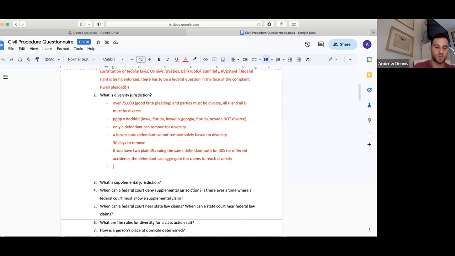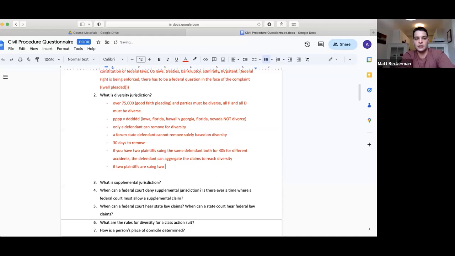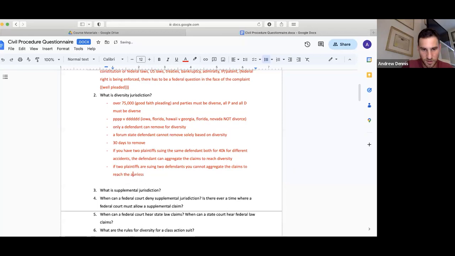Mm-hmm. Okay, so what was the second? Not that it wasn't confusing. What was the second statement you were going to make? So if you have two plaintiffs with the same defendant, they can aggregate. But if two plaintiffs are suing two defendants, each for $40,000, you can't aggregate them unless the defendants are jointly and severally liable, which is a concept in torts. That's when they're both liable for the accident. It doesn't have to be a car accident, but that's a common example.